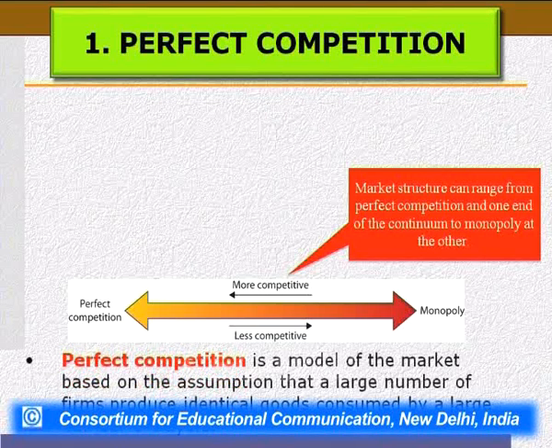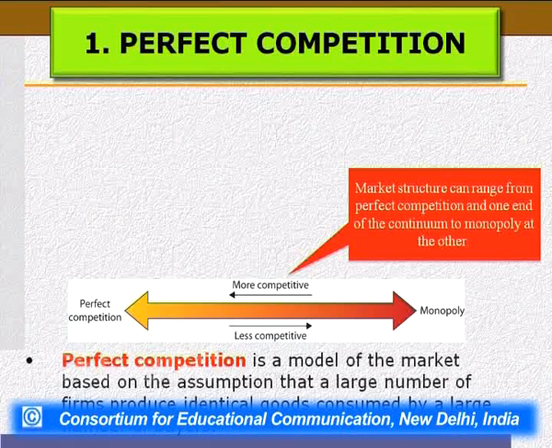What is the meaning of perfect competition? Perfect competition is a model of the market based on the assumptions that a large number of firms produce identical goods consumed by a large number of buyers. There are so many sellers and so many buyers. And what is the main assumption? The main assumption is that firms produce identical goods.